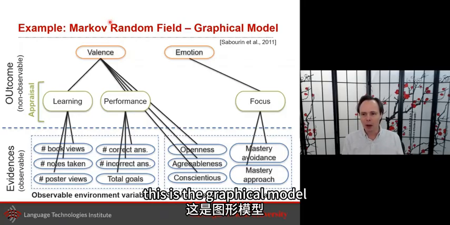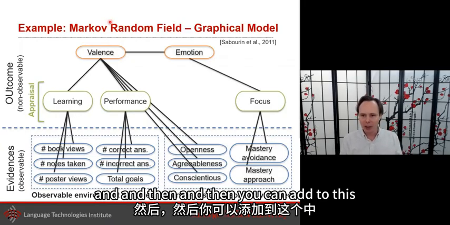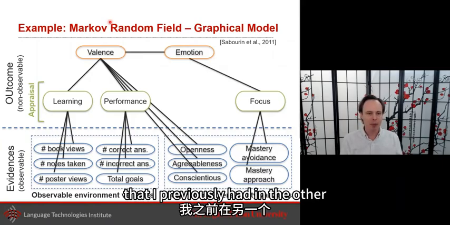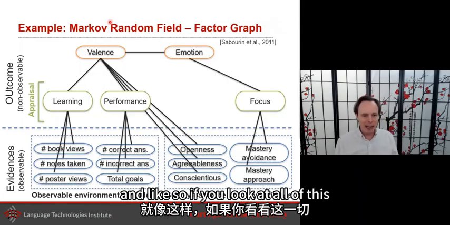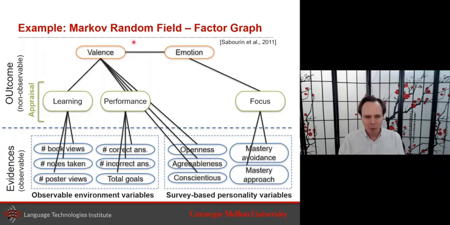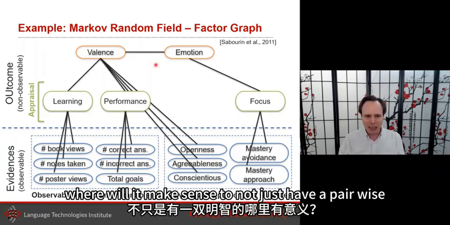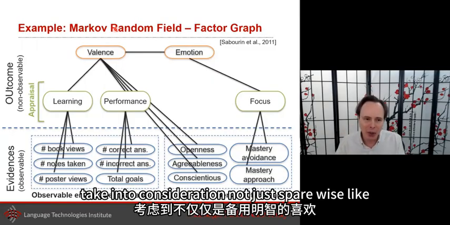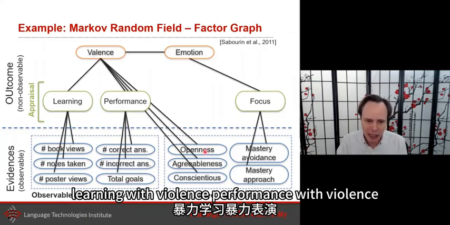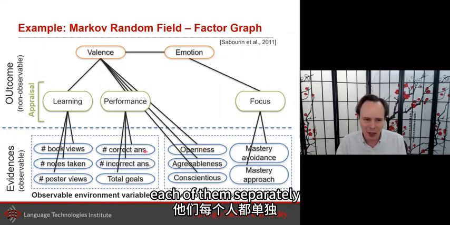This is the graphical model, and then you can add to this all the different links that I previously had in the other. But a factor graph gives me more flexibility, and I like this a little bit better. So if you look at all of this, where would it make sense to not just have a pairwise, but a meta node that takes into consideration not just pairwise, like learning with valence, performance with valence, and personality with valence, each of them separately?